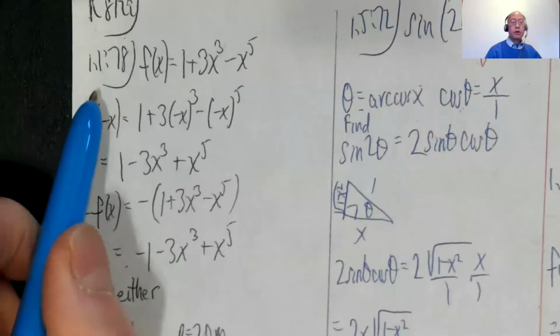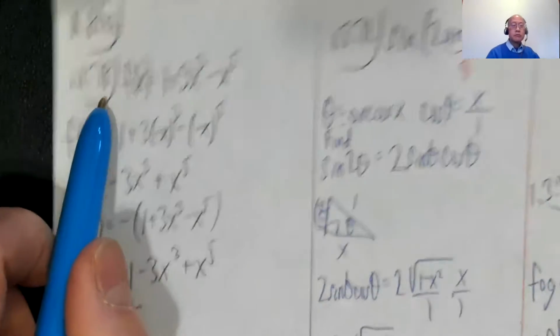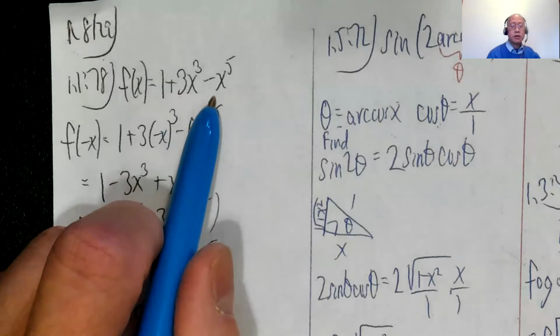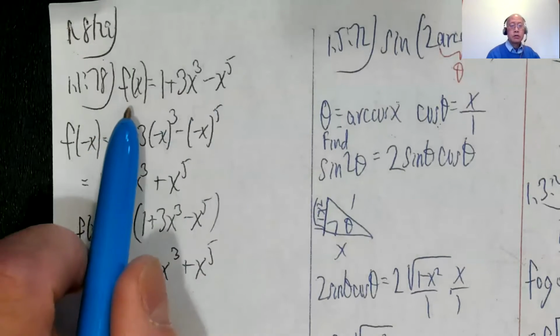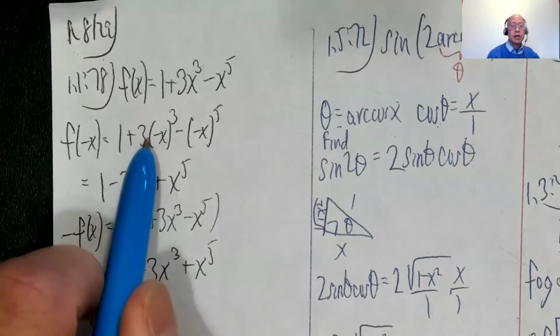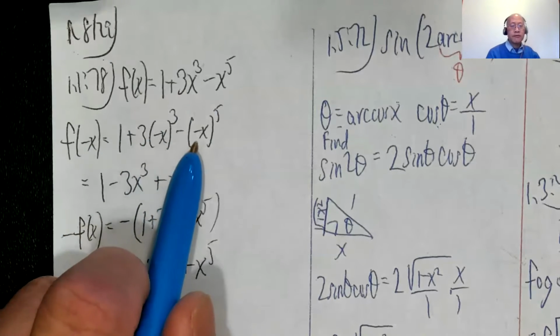Okay, 1.178, we talked about it earlier. f(x) is 1 plus 3x cubed minus x to the fifth. It's asking if the function is even, odd, or neither. So what you do is replace x with negative x. f of negative x is 1 plus 3 times negative x cubed minus negative x to the fifth.